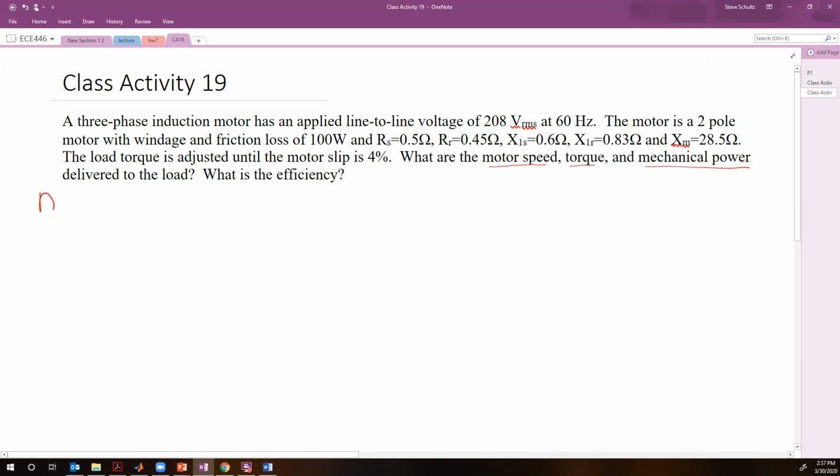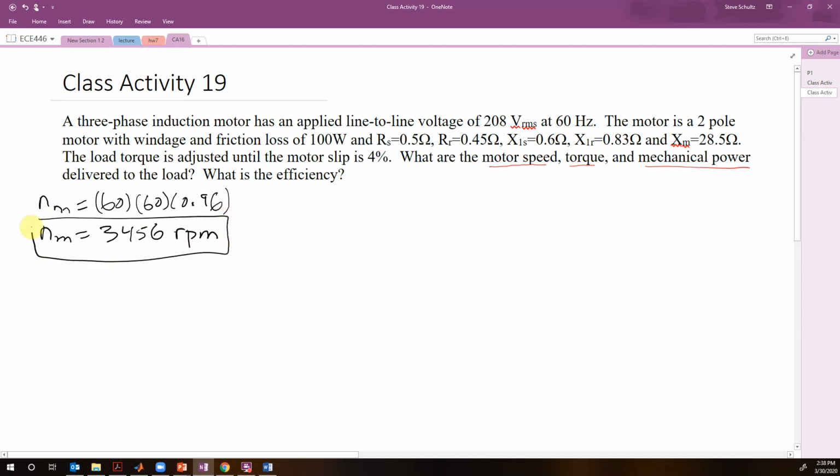So our motor speed is going to be equal to 60 times 60 times 0.96. We have a 4% slip. So our motor speed is equal to 3456 RPM. Okay, now we're done with the easy part.